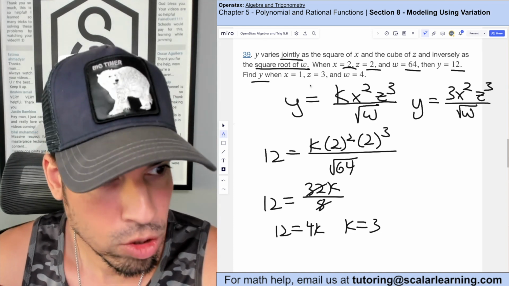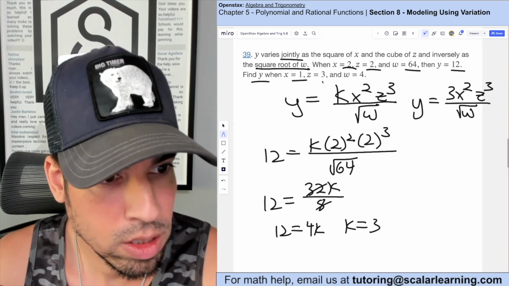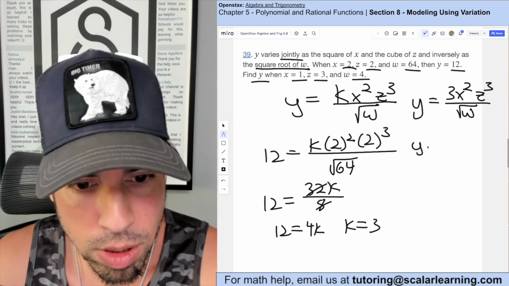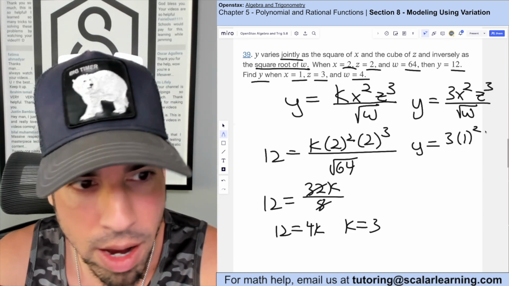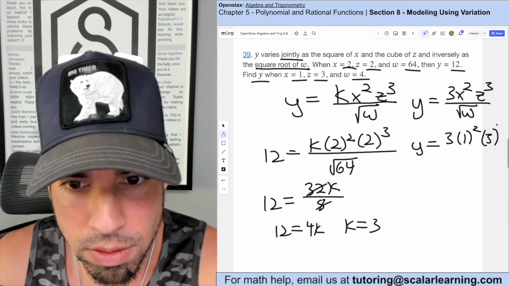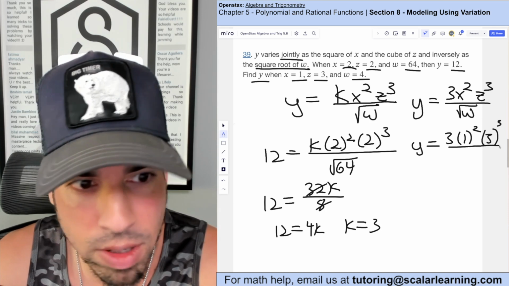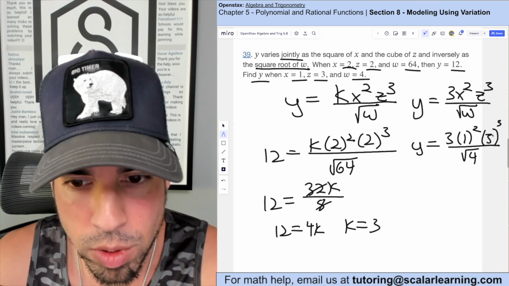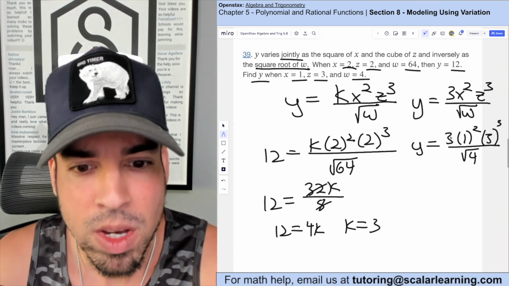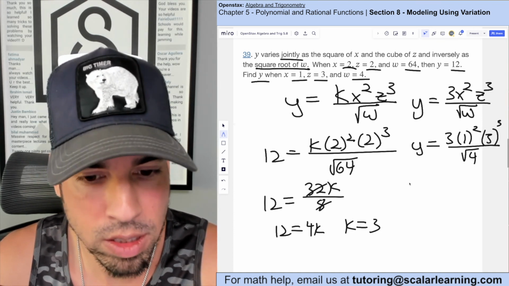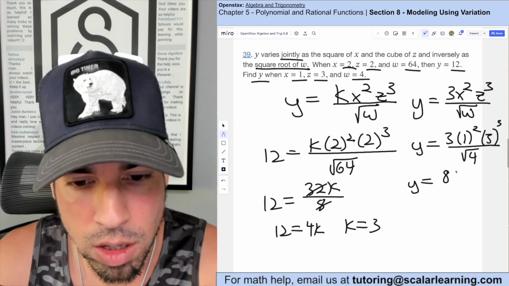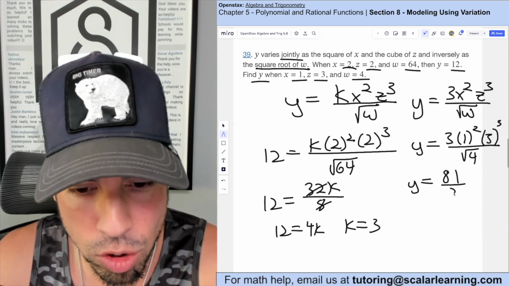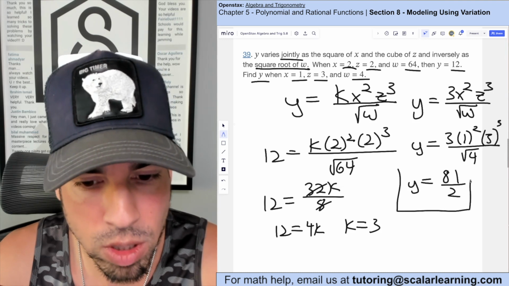Last but not least, we're going to solve for y when x equals 1, z equals 3, w equals 4. So let's plug and chug. We've got 1 in for x, 3 in for z, and 4 in for w. So 1 squared is 1, 3 cubed is 27. So 3 times 1 times 27 is 81 over the square root of 4, which is 2. So the final answer is 81 halves.